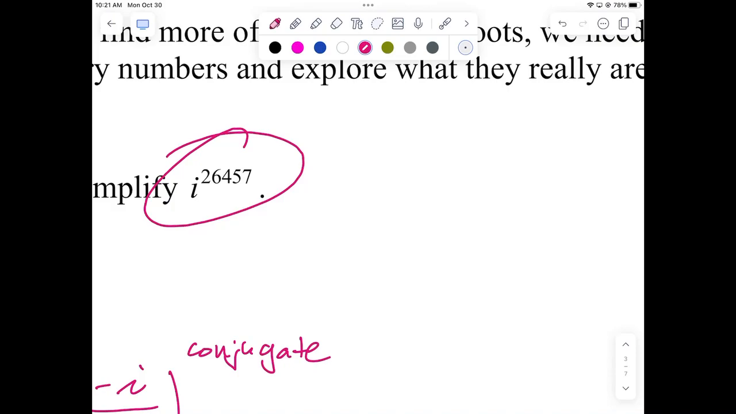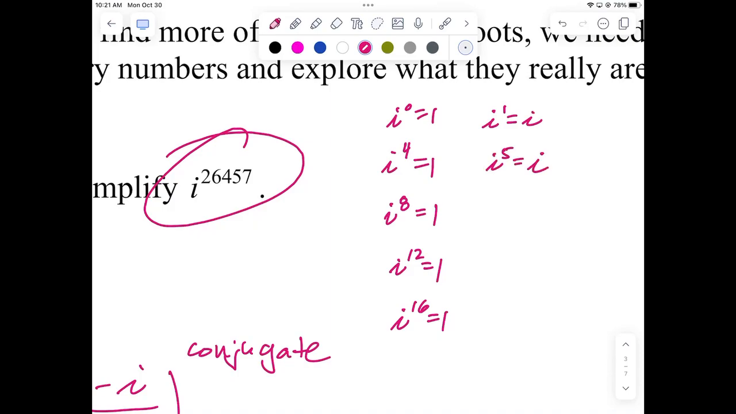I saw y'all talking. Let's leave Jeremy out of this. Maybe he knows the answer already. I don't know. I think Jeremy wants to look at it. Look. If i to the 0 is 1 and i to the 4th is 1, what's i to the 8th? 1. What's i to the 12th? 1. What's i to the 16th? 1. Okay. If i to the 1st is i, what's i to the 5th? i. What's i to the 9th? i. What's i to the 13th? Sorry, I jumped ahead. It's i. Do you see a pattern there?